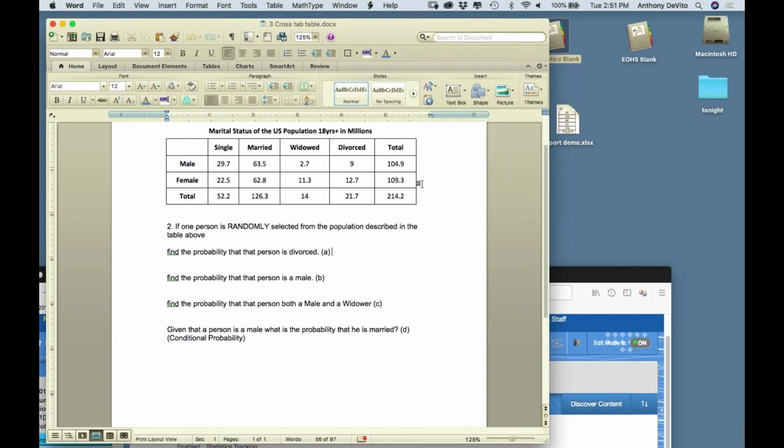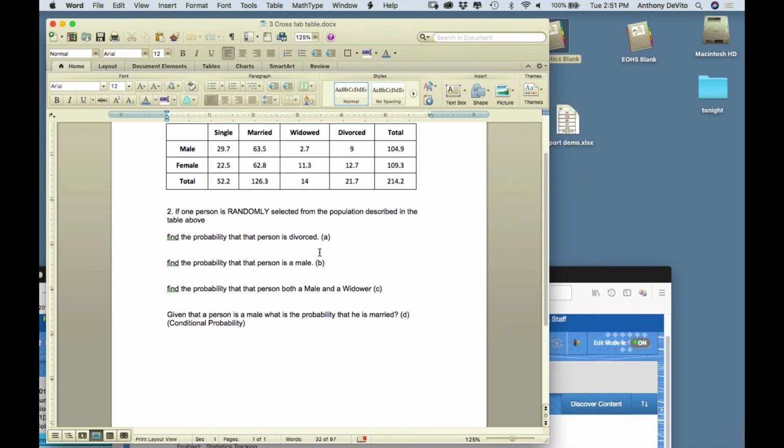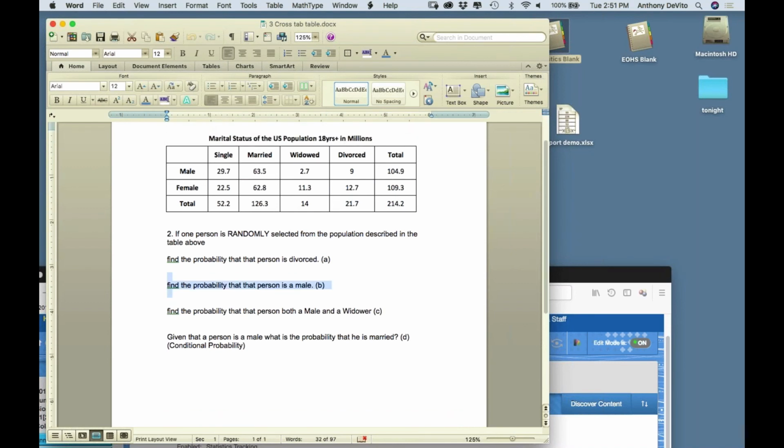Anyone give me the numbers there? One person is randomly sampled from this population. It's the probability that they're divorced. How many people in this population are divorced? Right, divided by 214, because we're talking about the whole population, all the divorced people over the total population. So that's about 10%, roughly.